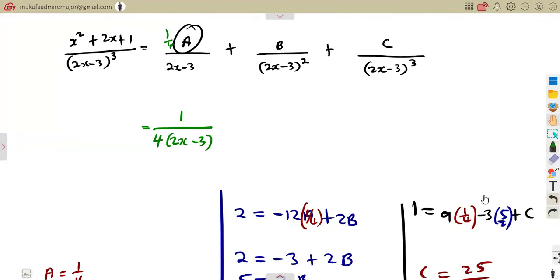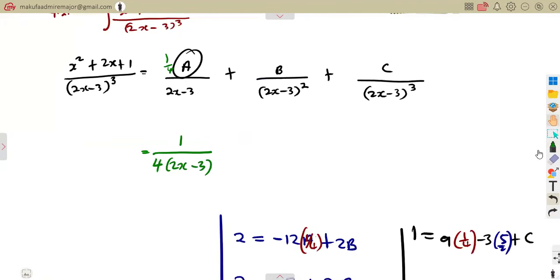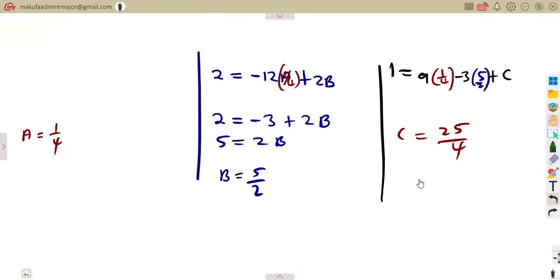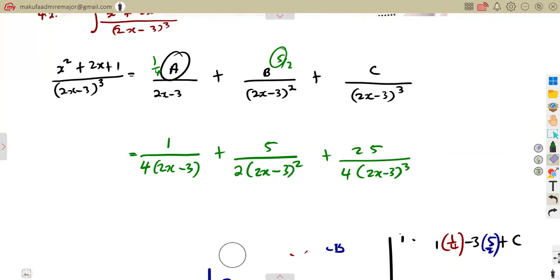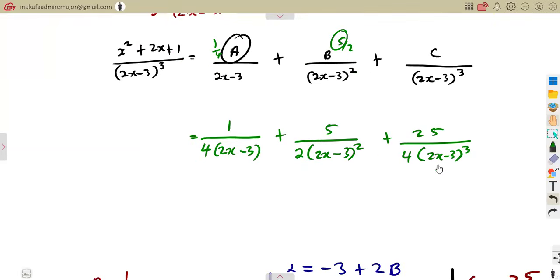Plus b. Our b is 5 over 2, so you do the same thing. You leave the 5 on top. You take the 2 down. So it's 2 into 2x minus 3 squared. Or you can just leave it like that, guys. Don't worry. You can even leave it as it is. The c, again, 25 over 4. So it's going to be 25 over 4 into 2x minus 3 cubed. So this is what you are going to have after substituting the a, the b and the c.